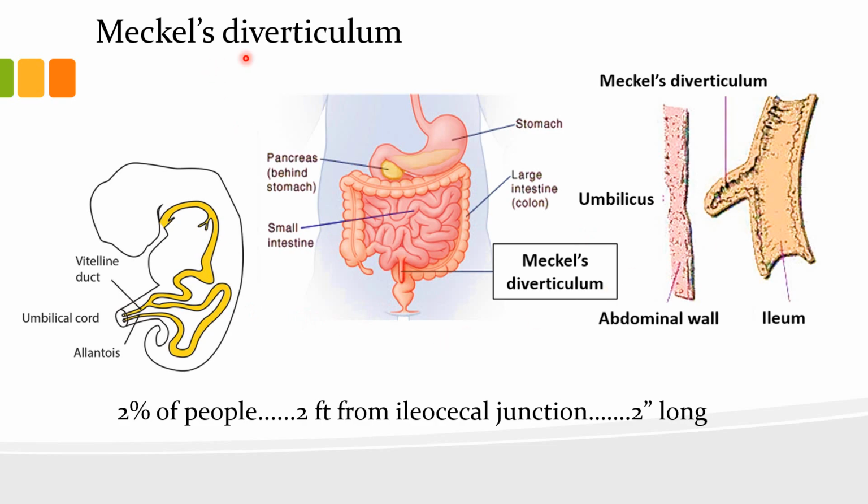The rule of Meckel's diverticulum is known as the rule of the twos. What is the rule of the twos? It occurs in 2% of people; out of every 100 people, 2 have Meckel's diverticulum. Its location is 2 feet from the ileocecal junction. That means if I go to the junction of the ileum with the cecum and go back about 60 centimeters, I will see where Meckel's diverticulum is, and it is about 2 inches long, roughly 5 centimeters.